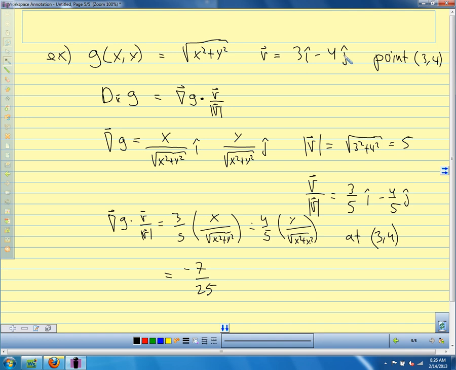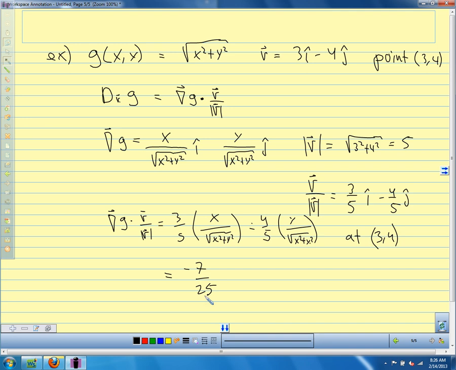It's only at that point. So at the next point, if your steepness is changing, then your directional derivative is going to be different at the next point. So at every point, your directional derivative is going to change depending on what your function is doing. So that's what the directional derivative tells us. For every unit that we travel in the direction of our vector, our z value changes by negative 7/25 units.